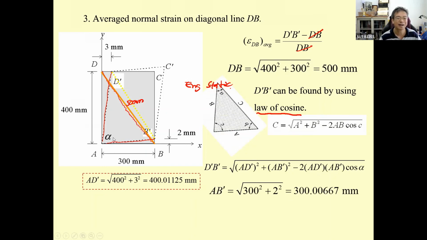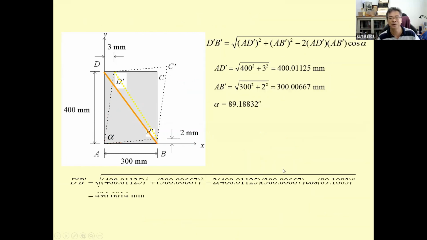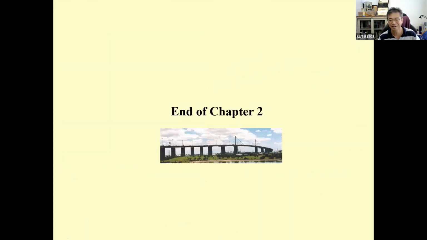And how about the alpha? Go to problem number 1. Now we have gamma sub xy equal to pi over 2 minus alpha. We know this, so we can find alpha easily. And then you put everything together into this equation, and you get the answer for DB prime. And then the strain, DB prime minus DB, you get negative. So this is going to be the contraction. Okay, and that is the end of chapter 2.